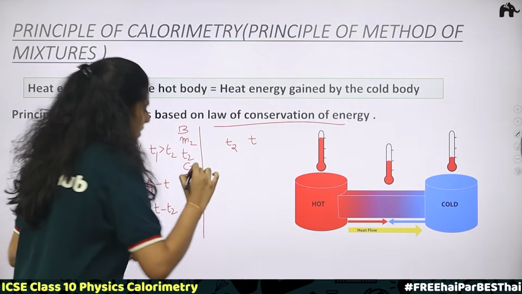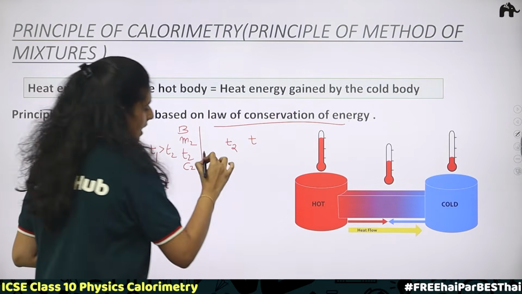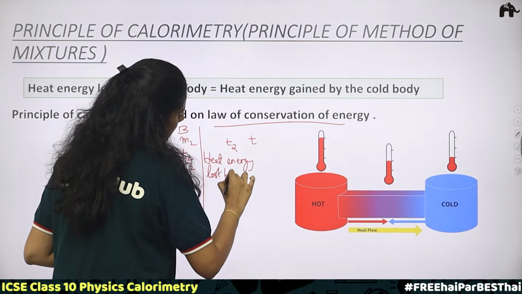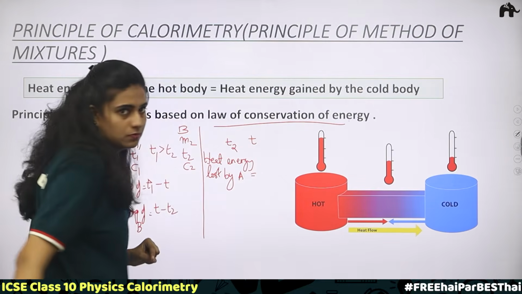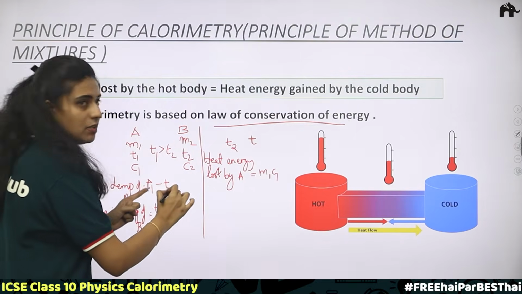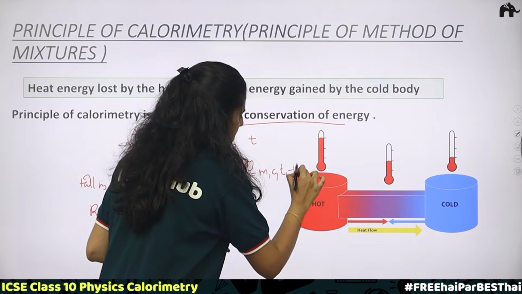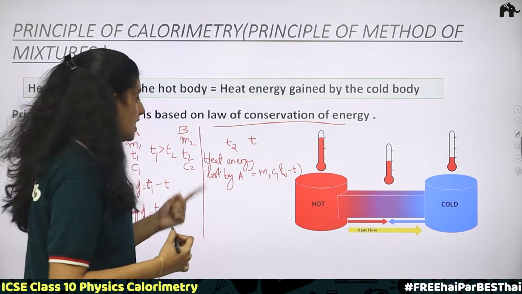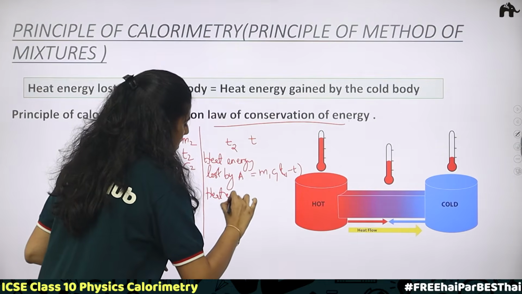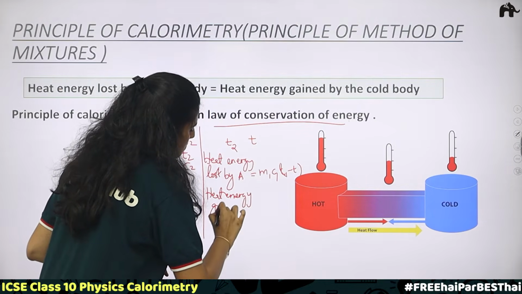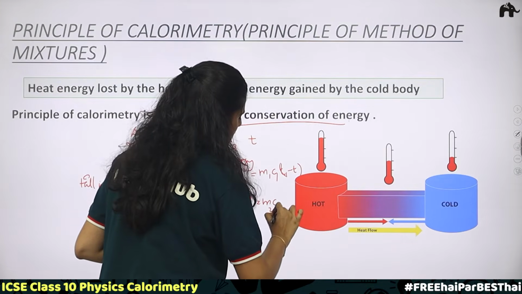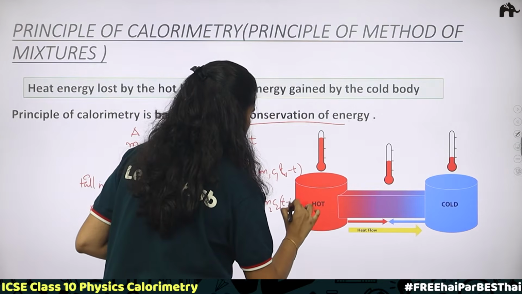What about heat energy? Heat energy is lost by A. Heat energy lost by A will be equal to M1 C1 delta T. Here delta T is T1 minus T. What about the heat energy in case of the cold body? It is gaining heat energy. Therefore, heat energy gained by B will be equal to M2 C2 into T minus T2, change in temperature.